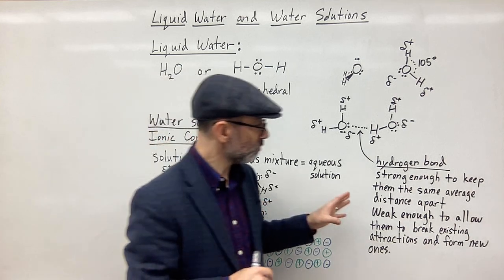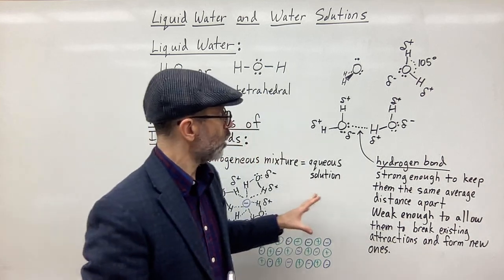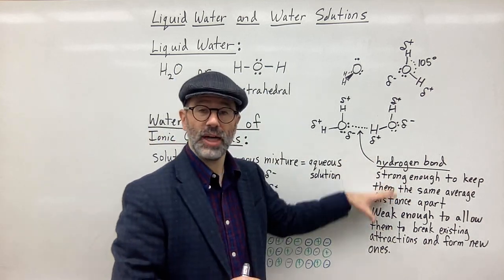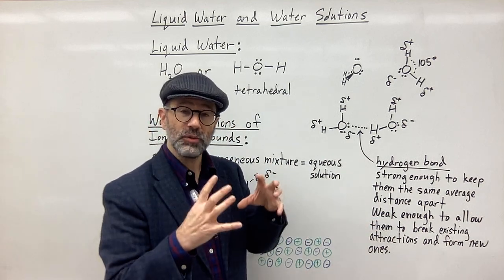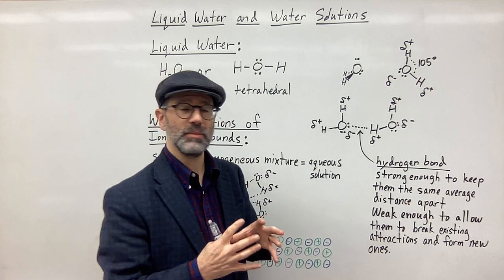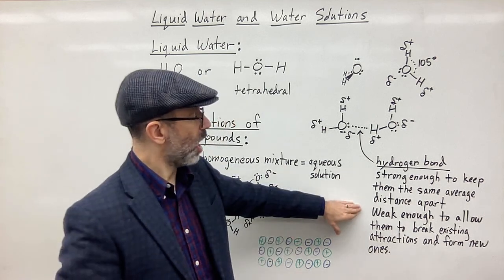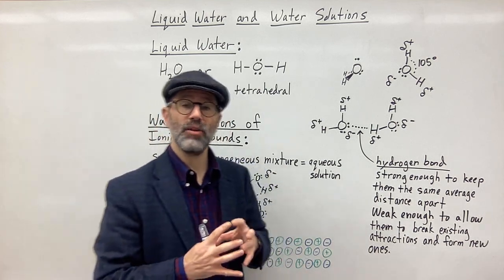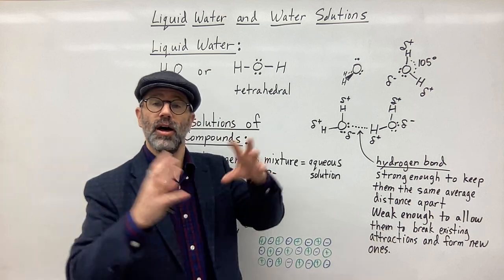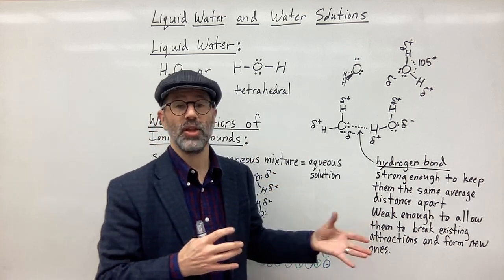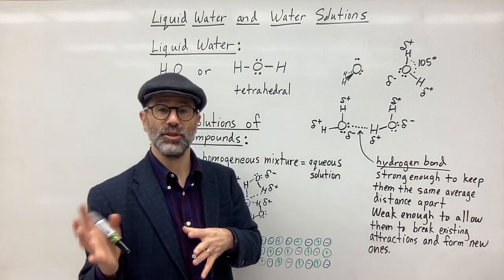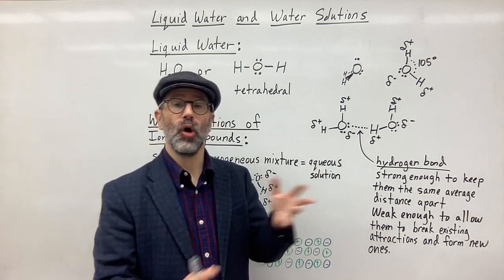So the hydrogen bonds of the water molecule are strong enough to keep them together, keep them relatively close at the same average distance apart, but they are weak enough to allow them to break the attractions between molecules and form attractions with other water molecules. So this allows them to kind of flow and move.